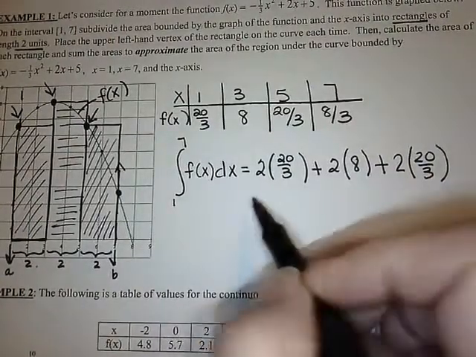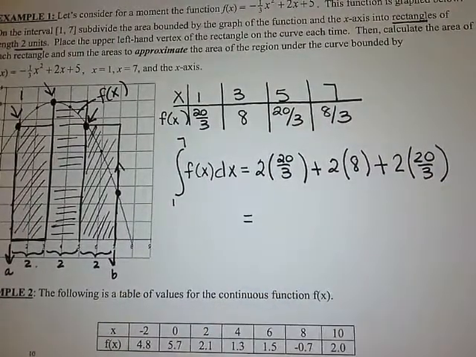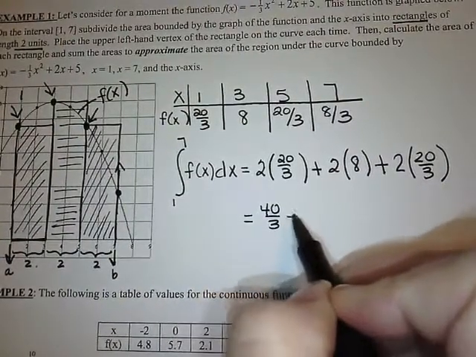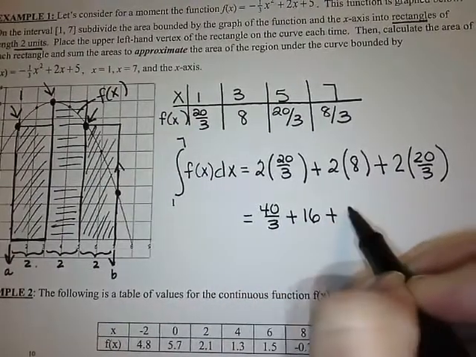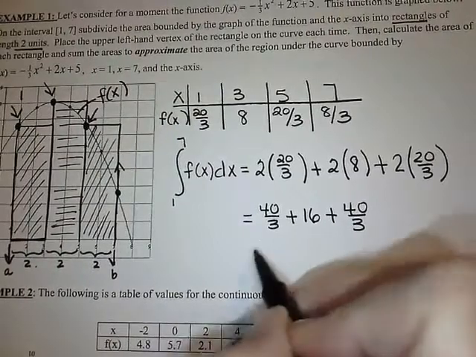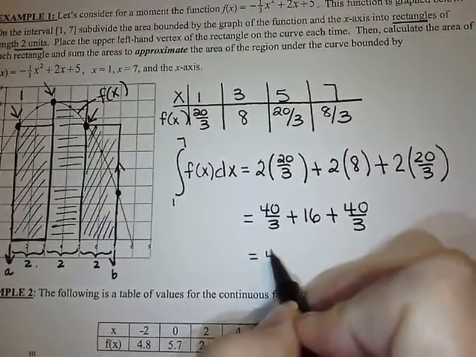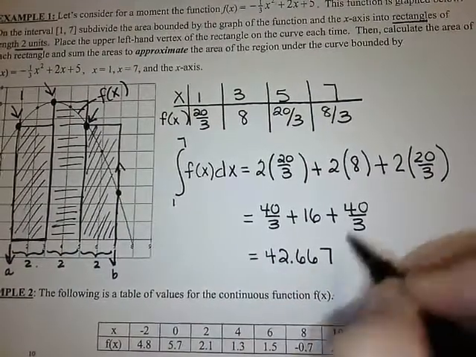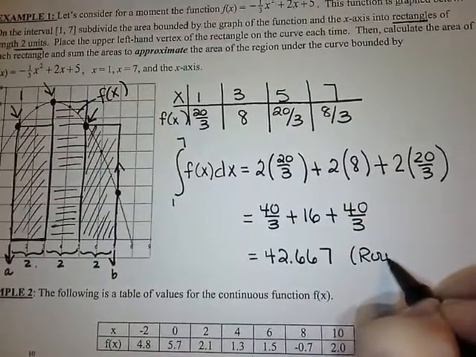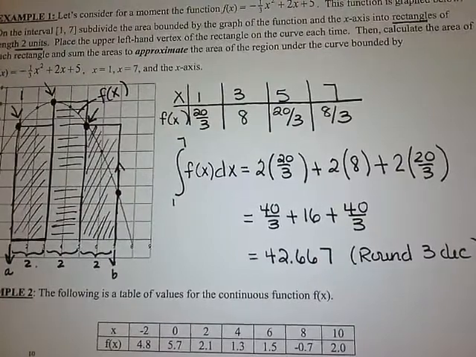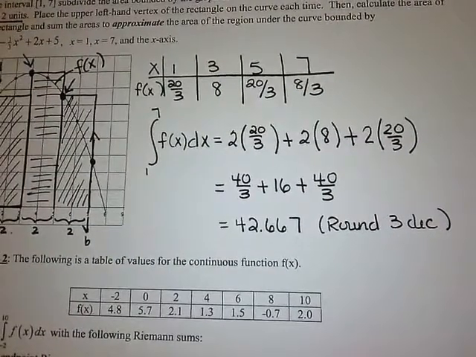Okay, so then I'm going to go through with my calculator and calculate what this is. This is 40/3 plus 16 plus 40/3. I add that together and I get 42.667. And we are going to round to 3 decimal places on these. Okay, round to 3 decimal places. All right, so that's what we're doing.